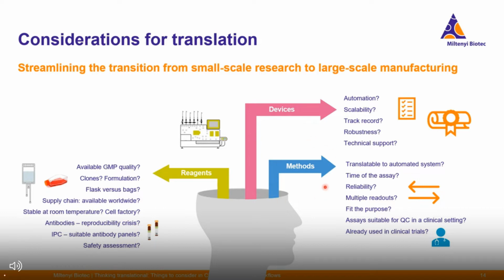Then in terms of the methods, are the methods translatable to an automated system? What about the time of the assay? Can I shorten it? Because time in the end also influences the cost. Are my methods really reliable? How many readouts do I need and do I want to have? Does my method fit the purpose? Is the assay suitable for a QC in a clinical setting? And are those assays already used in clinical trials?